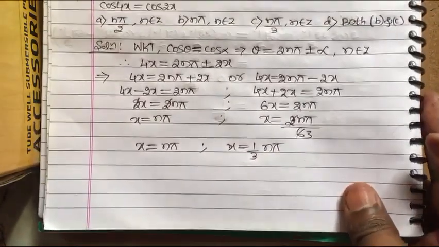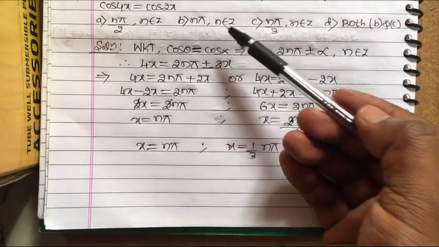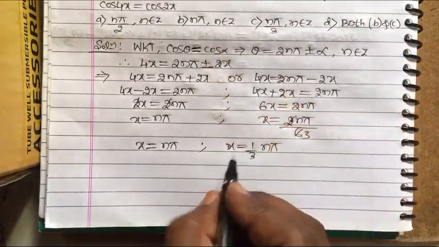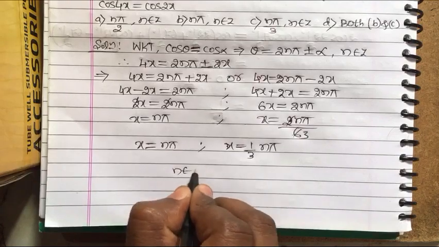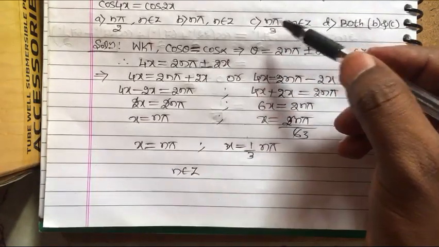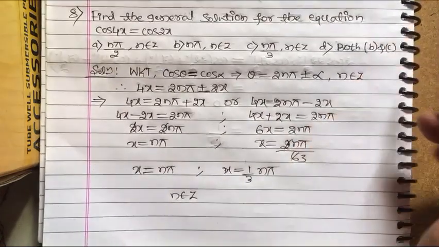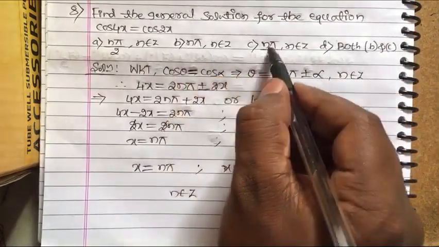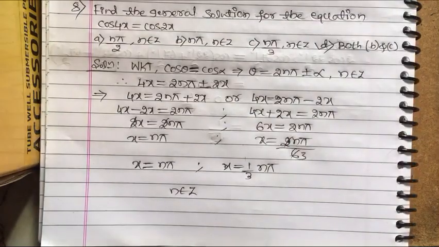So search for the options now. x equal to n pi, and here n belongs to z, and x equal to 1 by 3 into n pi will be n pi by 3. That means the correct answer is option D, that is both B and C.